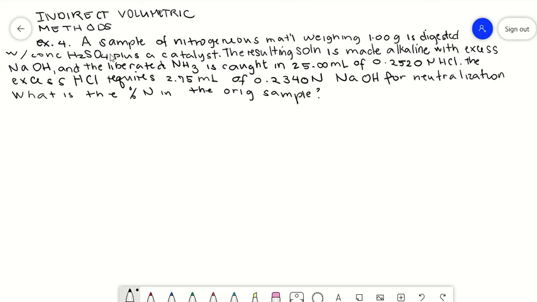And the resulting solution is made alkaline with NaOH. So the liberated ammonia, which is a gas, will be distilled through a condenser into a measured volume of standard acid. So the ammonia plus hydrogen will produce ammonium ion. The acid remaining in the receiving flask after all the ammonia has been liberated is titrated with standard sodium hydroxide. So our objective here is to determine the percentage nitrogen in the original sample.